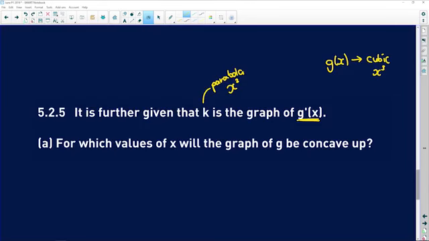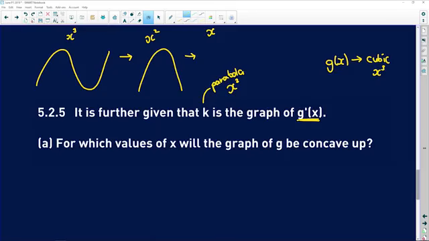Okay, so remember, guys, you start off with your cubic function in terms of x cubed. And then you derive and you get in terms of x squared, which is going to give us our parabola, or whichever way the parabola goes. And then you derive again, and you're going to get a linear function in terms of x, okay? So if this is the original function in terms of x cubed, g prime of x is going to be in terms of x squared, and g double prime of x is going to be just in terms of x.